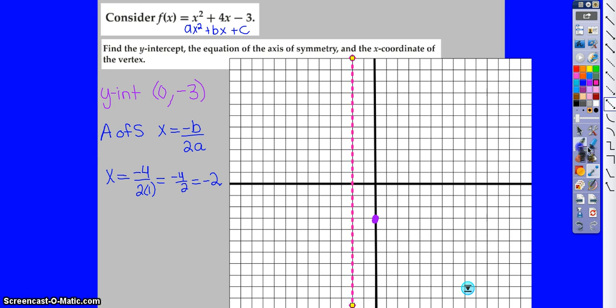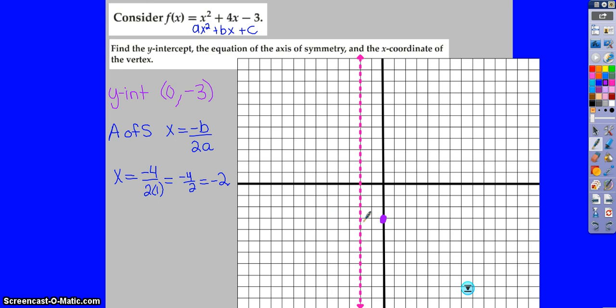There we go. And what this also helps me find very nicely, notice that the y-intercept is 2 units to the right of the axis of symmetry. And so to keep things symmetrical, I have to have the same point equal distance to the left. And so now I have a second point very quickly, very easily on my graph. The other thing that's very easy to find from using standard form and the axis of symmetry is the vertex.